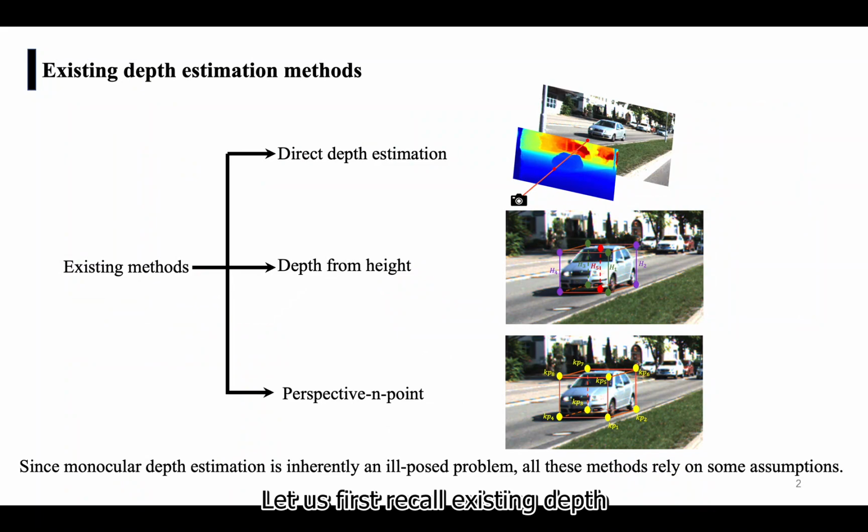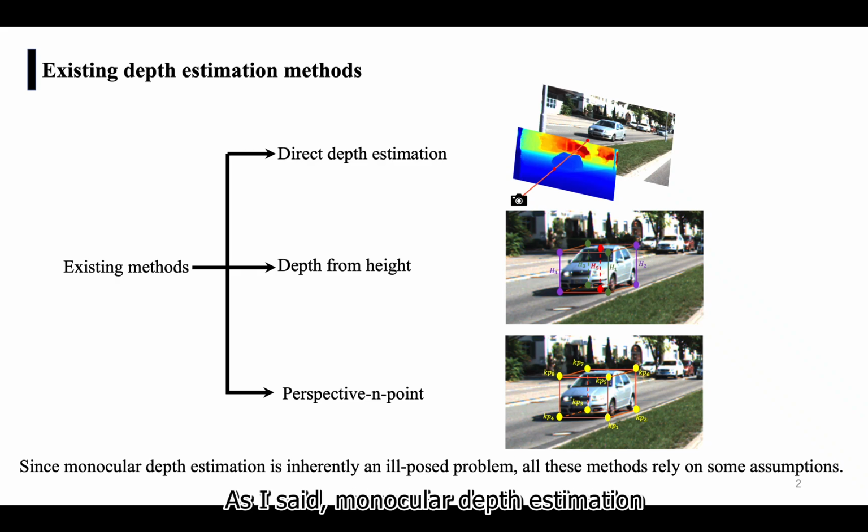Let's first recall existing depth estimation methods. There are mainly three kinds of methods: direct depth estimation, depth from height, and PNP. Although the detectors developed upon these three methods have obtained somewhat promising performance, it's still far from being satisfactory. Let us think what causes this.